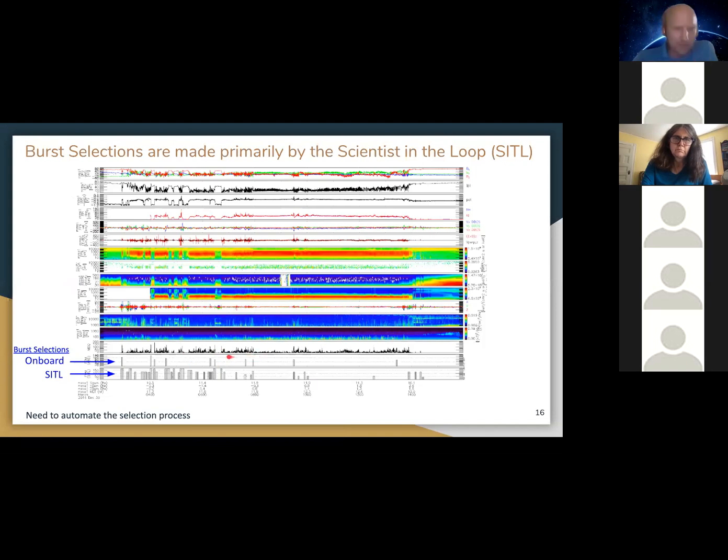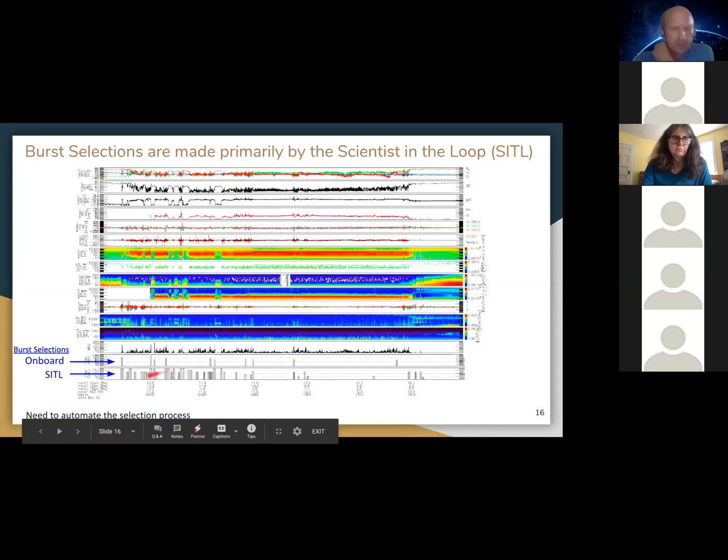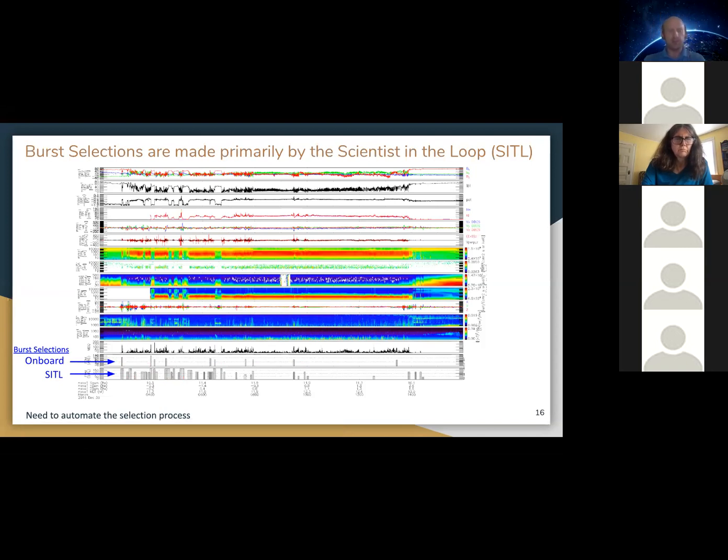MMS has an onboard algorithm to try and automatically detect different types of events that help us answer our mission goals. And the time intervals that it selects are shown in this second to last panel here. You can see it's not selecting very much, whereas the CITL selections are shown in the bottom panel, and the CITL is selecting a lot. And it goes to show the amount of time and the number of selections that the CITL has to make in any given orbit. And this is a time-consuming, arduous process, and so I would like to automate it to try and make it easier for the CITL.